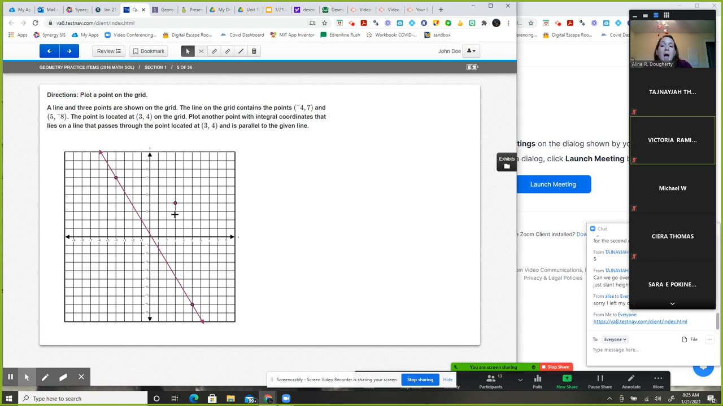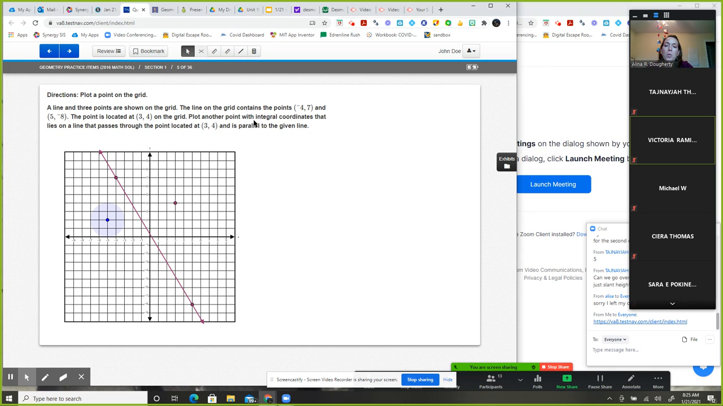If you need to plot, okay, notice just plot a point, any random point. Notice that it's a different color. It's blue, right? That's the point that it's going to take. So if you want a line and 3 points are shown in the grid, the line on the grid contains the points -4, 7. So that's this point, -4, 7. And 5, -8. The other point is located at 3, 4.